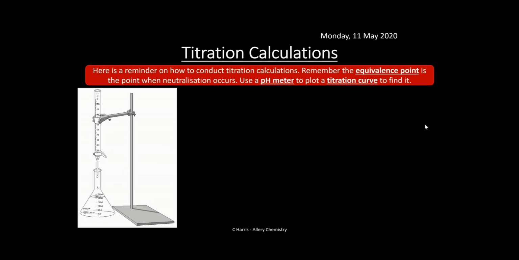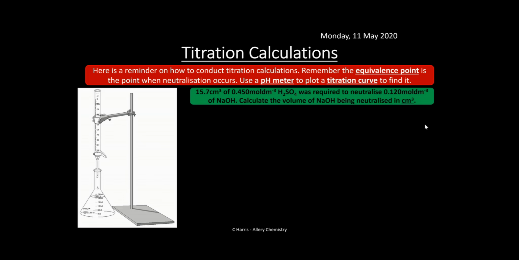Okay, so what we've got to do is look at titration calculations. This is just a reminder. You would have seen this already. It's just making sure that you understand how to calculate reactions to do with titrations. It's very straightforward. But remember, the equivalence point is the point at which neutralisation occurs. And what we do is we use a pH meter to plot the titration curve to find it.